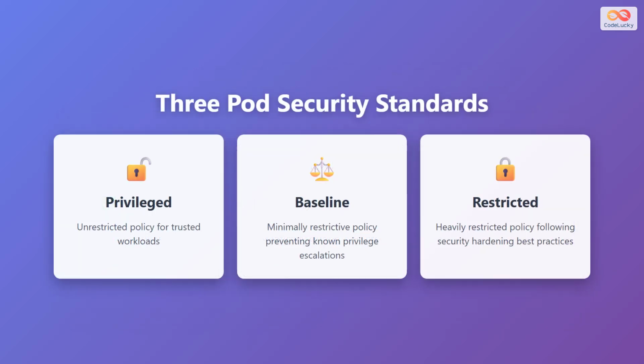Kubernetes defines 3 pod security standards. First is privileged, which is an unrestricted policy intended for trusted workloads that require elevated permissions. Second is baseline, a minimally restrictive policy that prevents known privilege escalations while still allowing common configurations. Third is restricted, the most heavily restricted policy that follows current security hardening best practices and is recommended for security-critical applications.